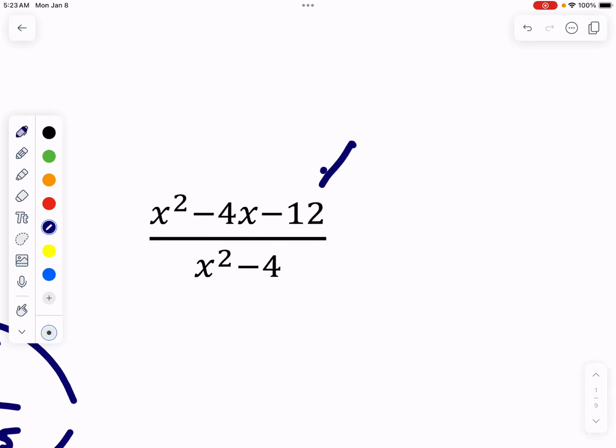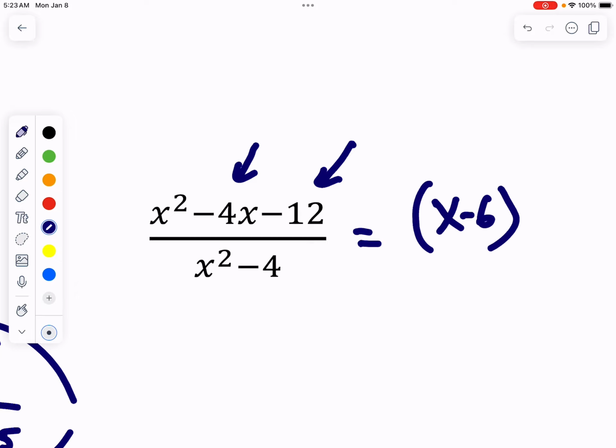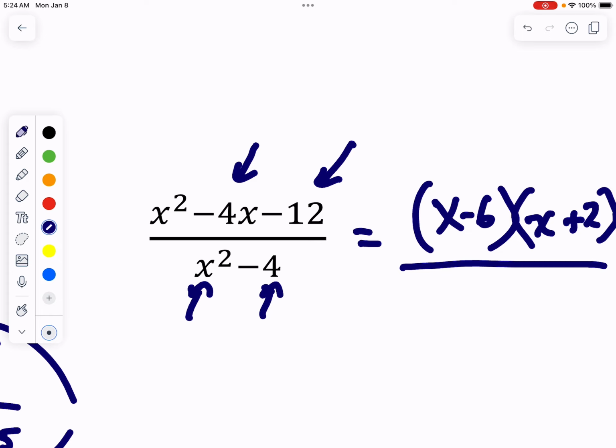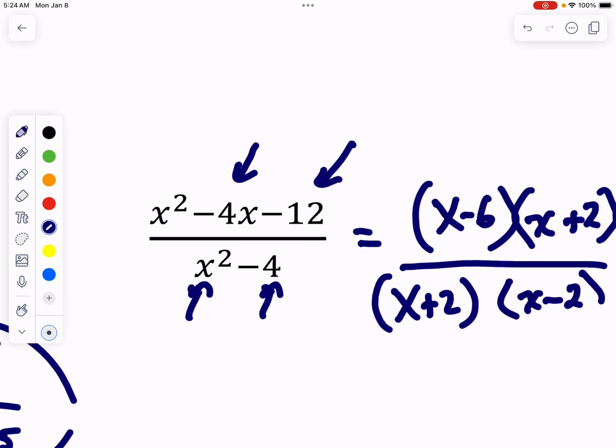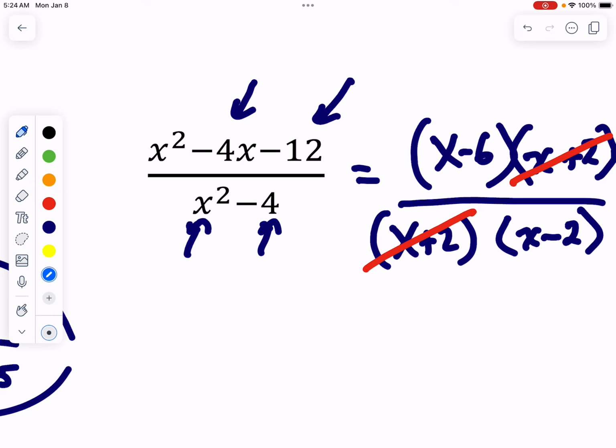Okay, what do we multiply to get 12? That adds up to -4. Let's see, 6 and 2. On the bottom, this is called difference of squares. What do we multiply to get -4? Adds up to 0. That'd be x plus 2 and x minus 2. We can cross off the common factors. And what's left is our answer.